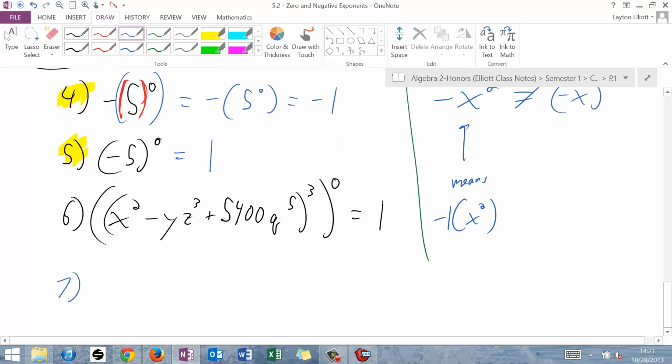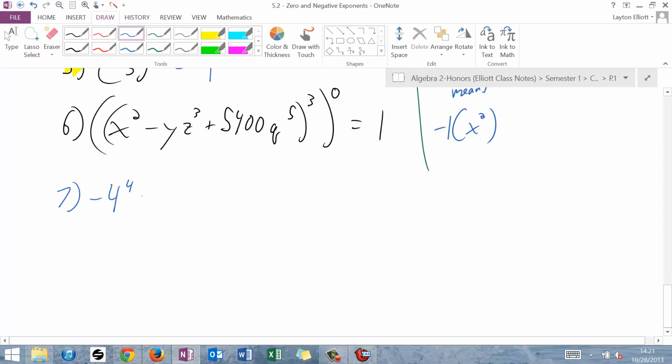Here's a consequence of that little sidebar I did. If I have negative 4 to the 4th power, that's the same thing as negative quantity 4 to the 4th power. 4 to the 4th power, as we're going to learn later, I can kind of treat as 2 to the 2nd power to the 4th, but for right now it's enough to know that that's 16 times 16, because it's 4 squared squared, and that's negative 256.